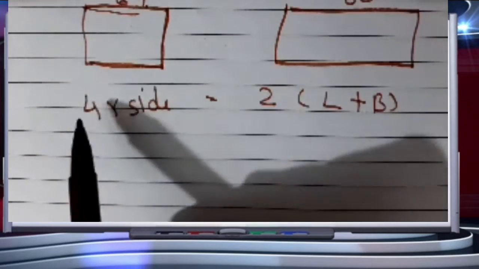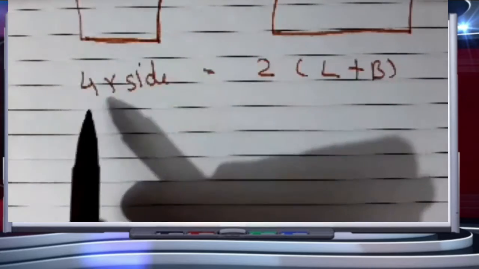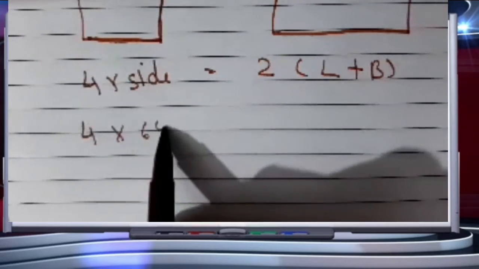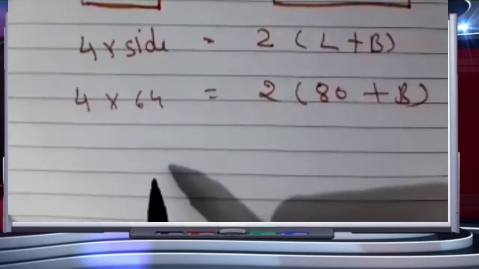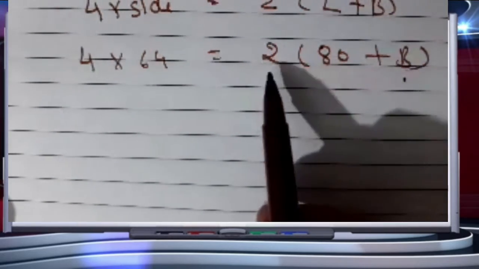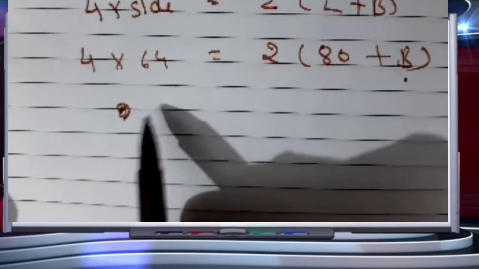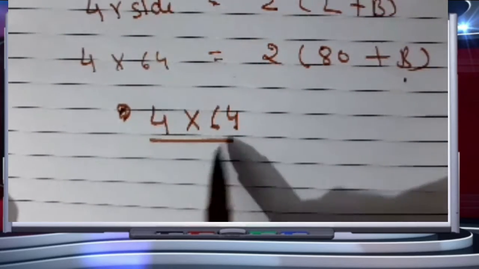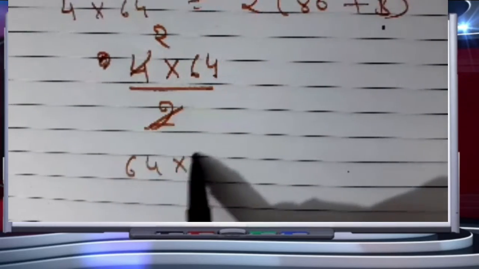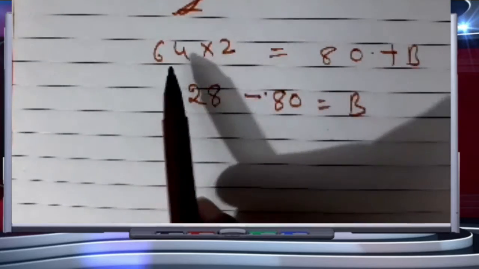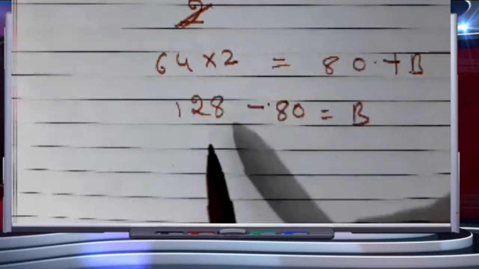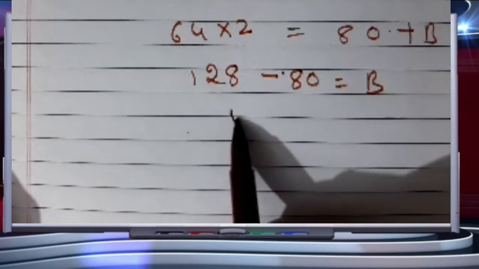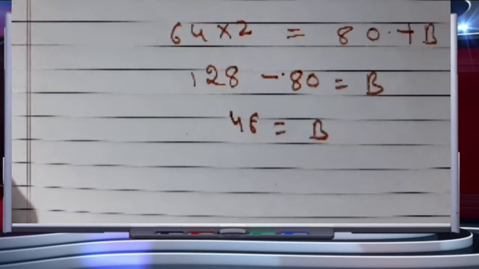See, we will compare these two. Perimeter is same. So here 4 into side, that is 4 into 64, and here 2 into L plus B. L is 80 and B we have to find out. Now let us calculate. Keep this B here and shift all the numbers to the another side. 4 into 64 divided by 2. Here it is 64 into 2, which is 128. 64 into 2 is equal to 80 plus b. Now shift this 80 this side. So here it is plus. It will become minus here. So 128 minus 80 is 48. So here breadth is 48 meters.